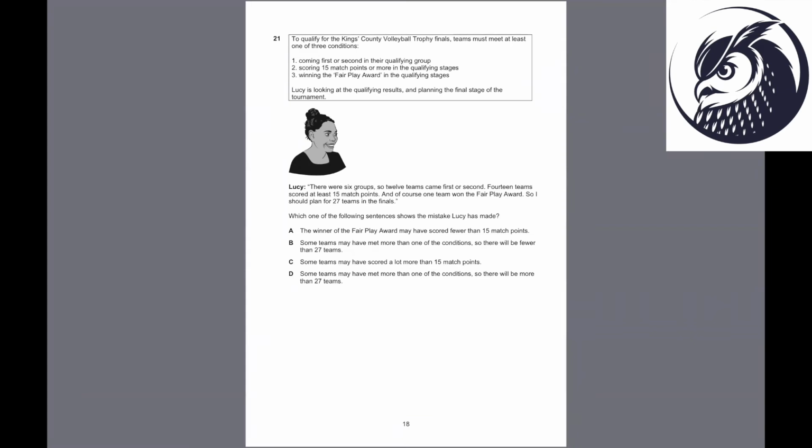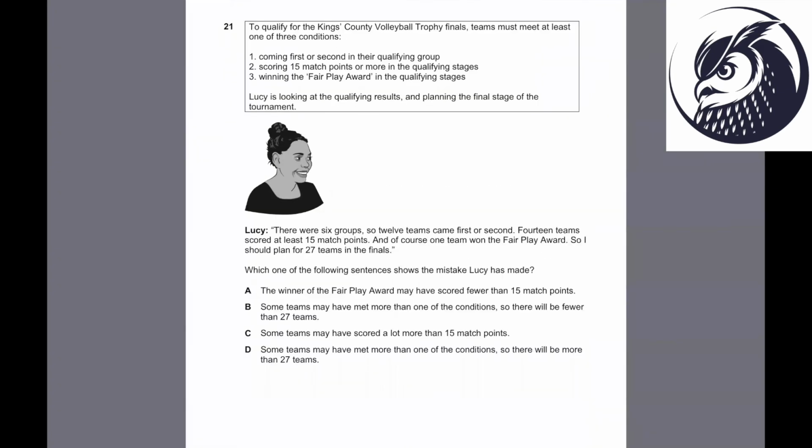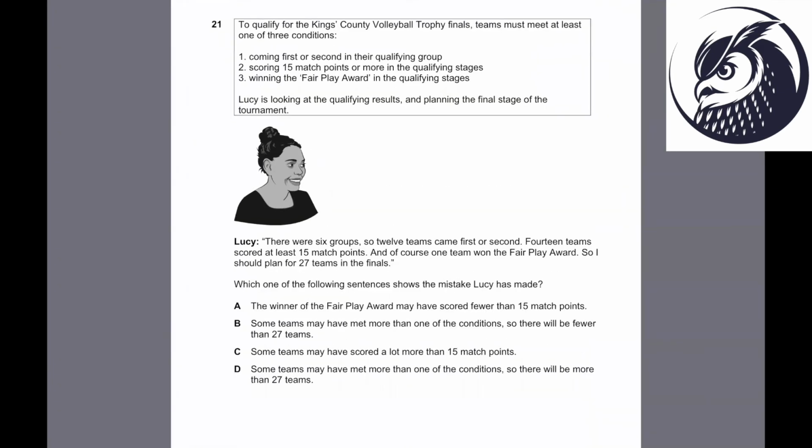Okay, so for question 21, let's zoom in a little bit more. It says, to qualify for the Kings County Volleyball Trophy Finals, teams must meet at least one of three conditions. So at least one of these three conditions. It's either coming first or second in their qualifying group, scoring 15 points or more in the qualifying stages, or winning the third player award in the qualifying stages.